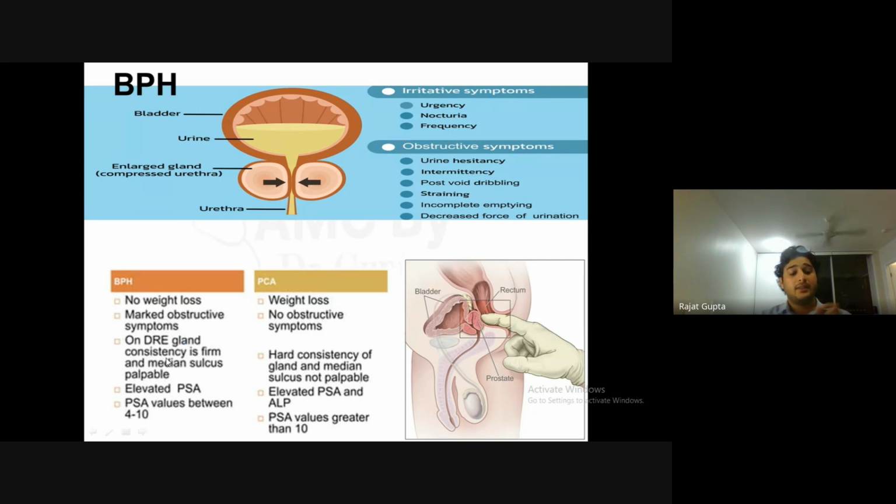On DRE, the prostate is firm and there is a median sulcus between the lobes that is palpable. But if the prostate is hard and the median sulcus is gone, that means the question is talking about prostatic cancer, with elevated PSA. These are the PSA values in prostatic cancers, but these values are not hard and fast, just to give you an idea whether it's BPH or PCA. Okay, so this is a DRE.